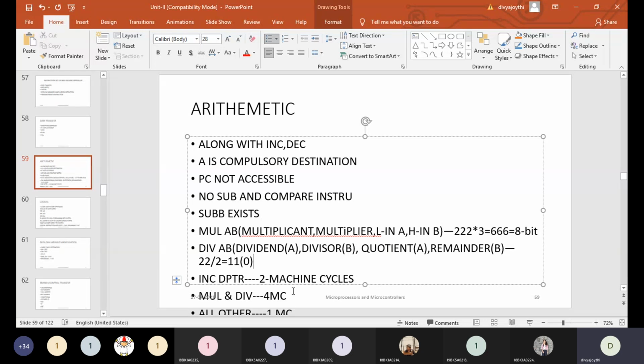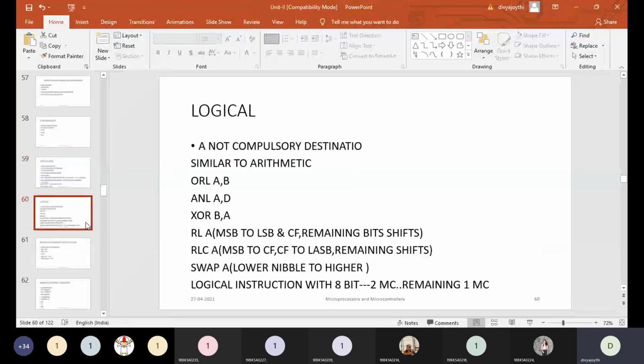That means multiplication and division operations will take more cycles. Taking more cycles means the execution time is more whenever you are performing multiplication and division. Increment DPTR takes 2 machine cycles, multiplication and division take 4 machine cycles, and the 8051 can execute all the remaining arithmetic operations in 1 machine cycle. So this is about the arithmetic instructions of the 8051 microcontroller.